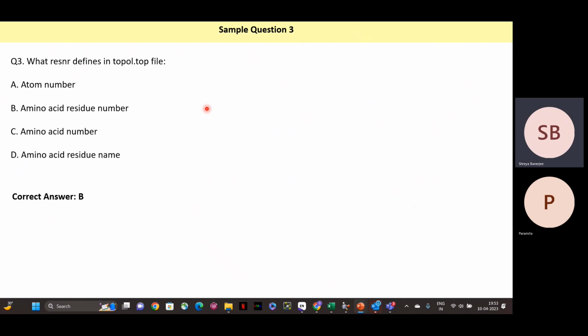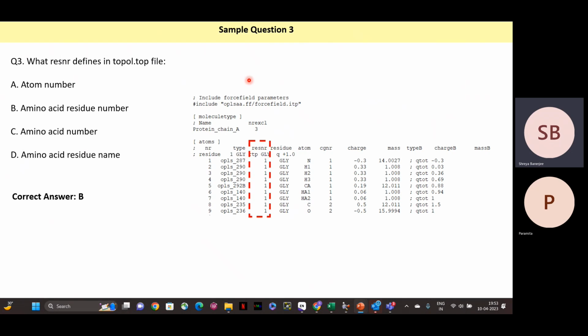So the correct answer is B, which is amino acid residue number. This is a topl.top file. You can see RESNR written here, and the first residue is glycine. So the residue number is 1 for all the atoms of the glycine that is being discussed. RESNR discusses the amino acid residue number. So the correct answer is B.